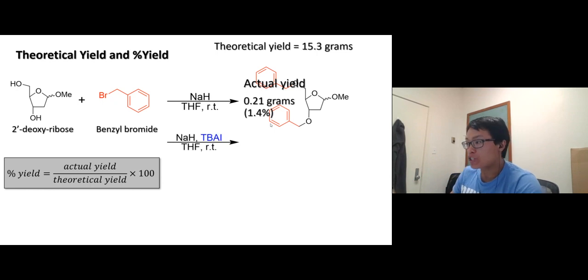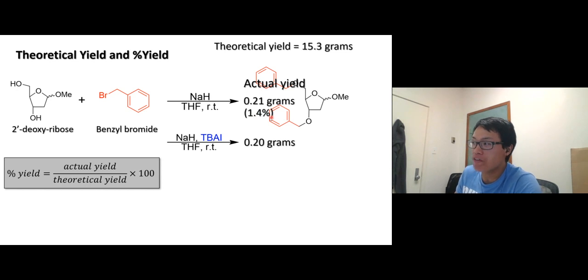So I changed something. Maybe let's try adding a catalyst and see how it goes. TBAI, I don't remember, it's been a while, is one of the catalysts. So I put it in and did this reaction again, keeping everything else the same, just adding TBAI. I got a yield of 0.20 grams.